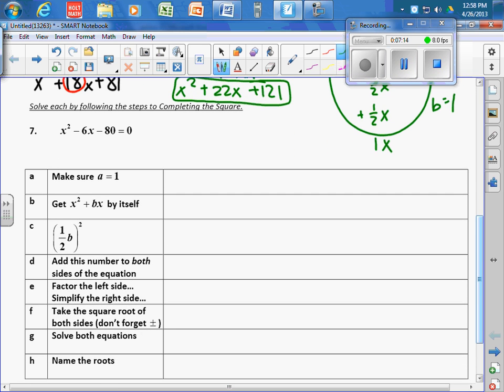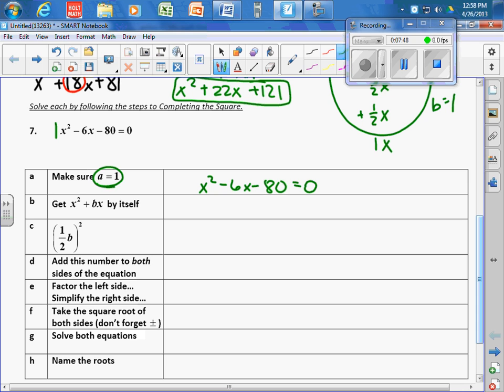We're going to take x squared minus 6x minus 80 equals 0, and we are going to solve this equation. It's a quadratic equation, right? We are going to solve this quadratic equation by completing the square. Number 1, step A, make sure a is equal to 1. Well, what do we have here? We have a is equal to 1, right? Perfect. So we have x squared minus 6x minus 80 is equal to 0.